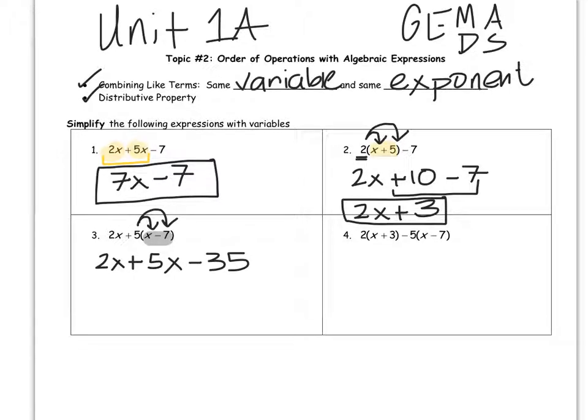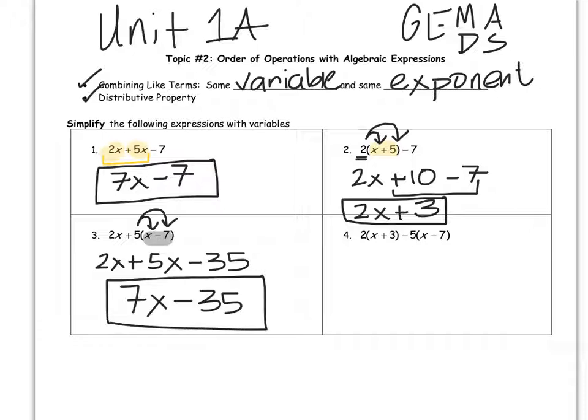Now I'm going to look at this from left to right, and I have addition first, and actually these are like terms, same variable in both. So I have 2x plus 5x, that's 7x. And then at the end I have minus 35, and again, 35 doesn't have a variable, so I cannot combine it with 7x. They're different variables.